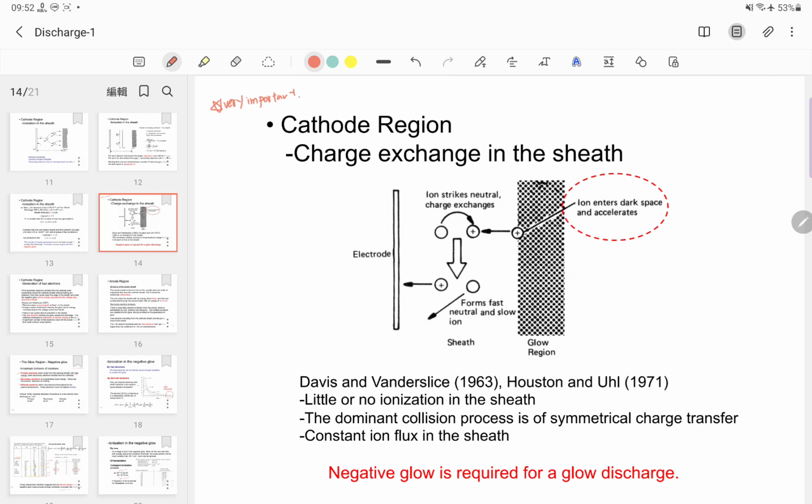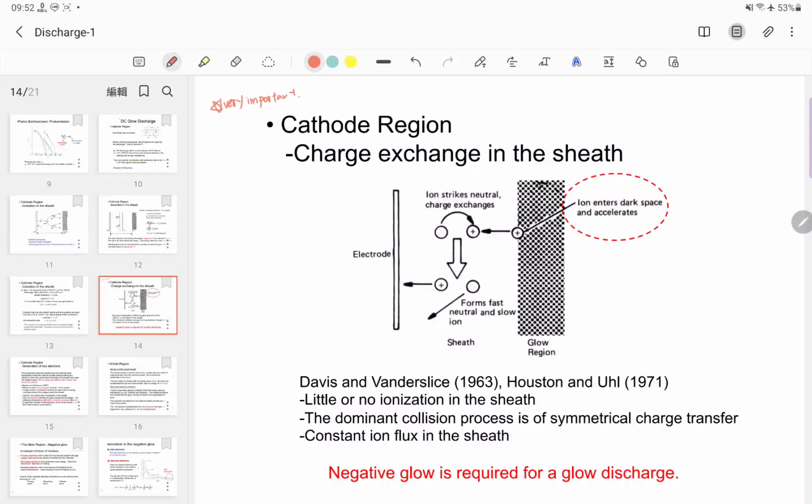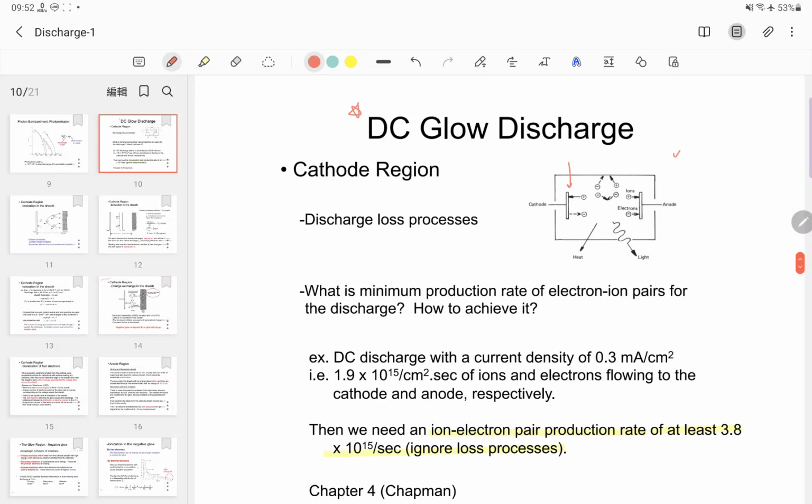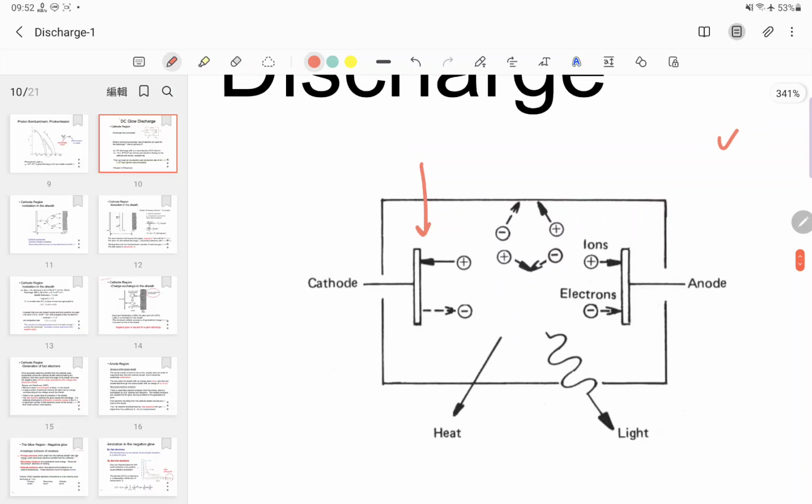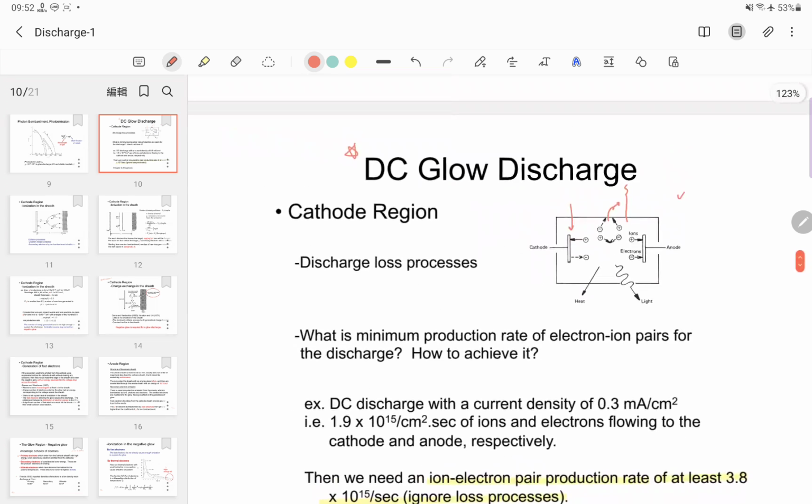So even though some of the charged particles might be lost to the chamber wall or to the surface of the cathode and anode, the system can generate enough electron and ion pairs in time, so that the concentration of electrons and ions is high enough to keep a continuous glow discharge. Any questions about the DC glow discharge?